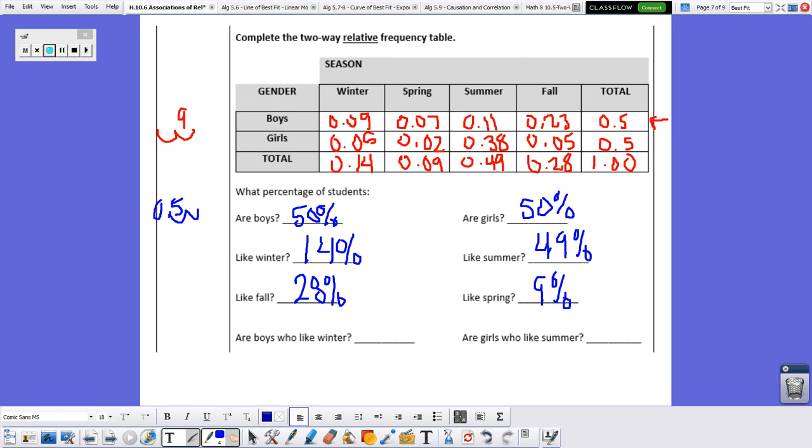Not very many. How many are boys who like winter? That's very specific. We're going to go to where boys and winter intersect, and we get 9%. And again, girls who like summer, where girls and summer intersect, we get 38%. All right, so we're really getting the hang of this two-way and relative frequency table thing.